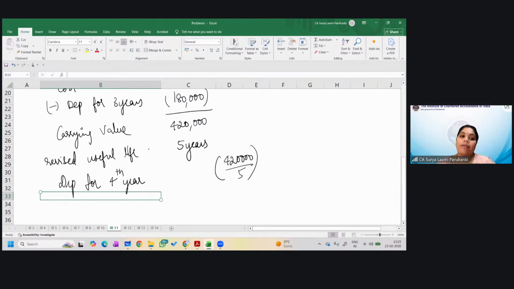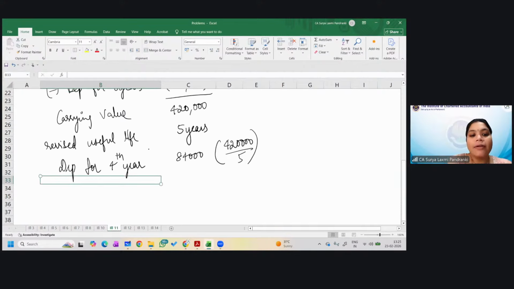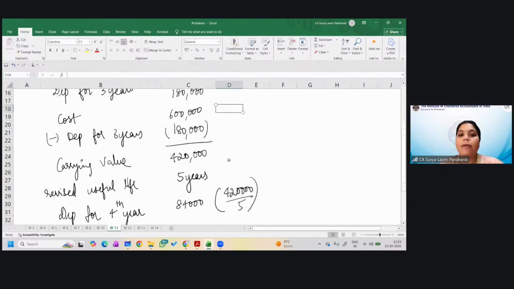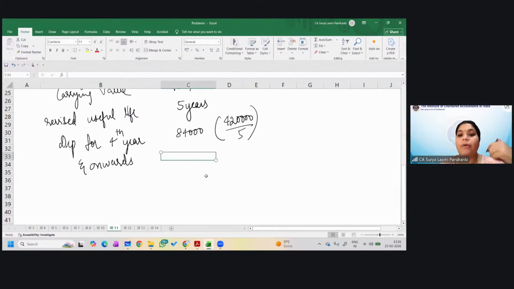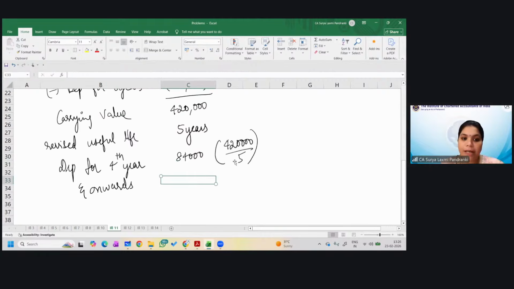Okay. So if you are revising the useful life, whenever you are revising on that particular date, you will have to see what is the new depreciation. So how much is the depreciation here? 84,000. So from 4th year and onwards, from that day and onwards, you will start providing depreciation of 84,000. Previously, it was 60,000, but from this year, you will start providing 84,000 because you have revised the useful life, right? Previously, it was 10 years, but after 3 years, you realize that it is still having only 5 more years. So the revised depreciation is 84,000. This is clear?